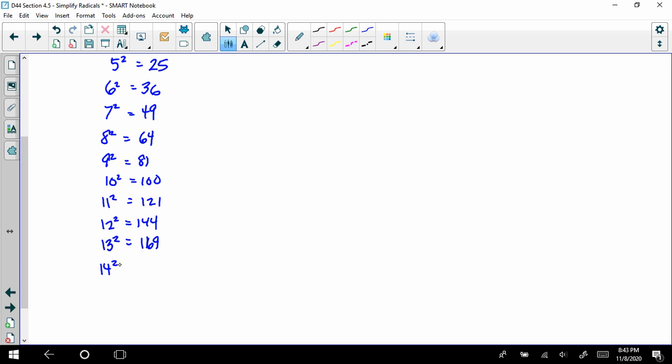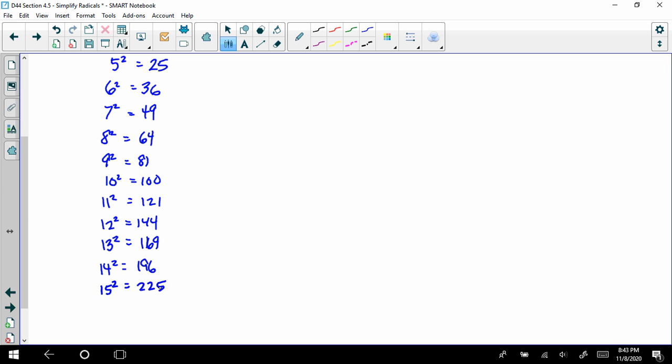14 squared is 196. Let's pause for a moment here. 169 versus 196: notice those last 2 digits are just switched. But I know 14 squared has to be bigger, so that's how I remember 14 squared is 196. And then, of course, 15 squared is 225.